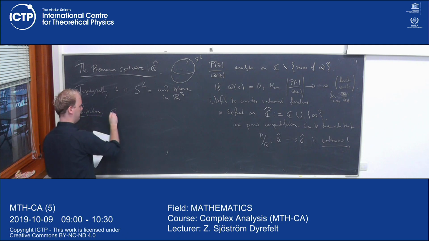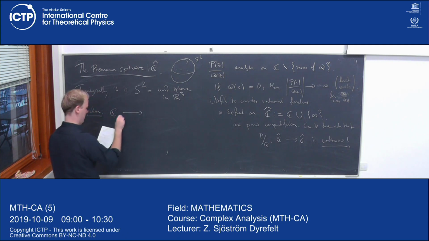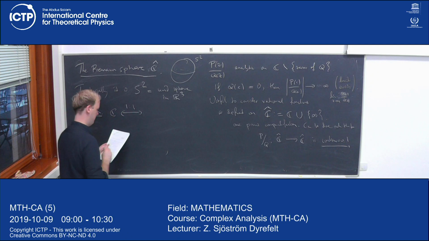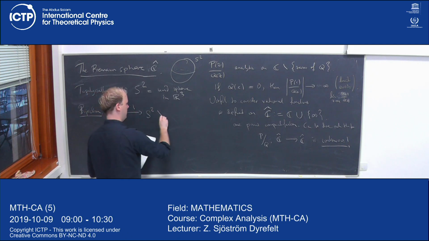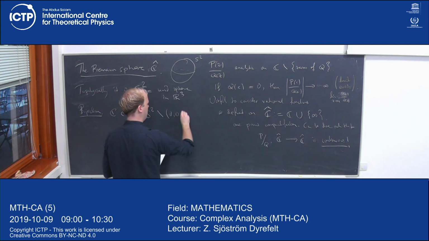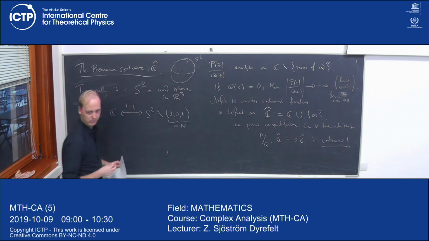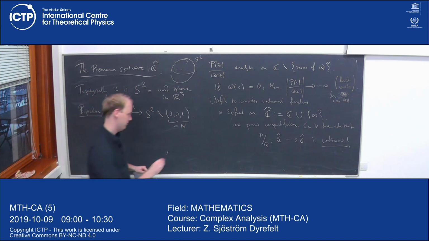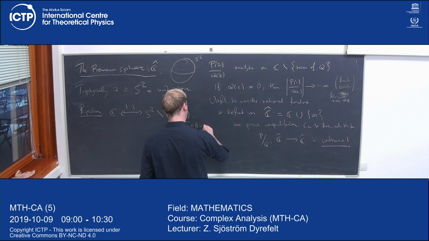Which is from C, a one-to-one map, and what we will call the North Pole. N is the North Pole. This is where my family lives.